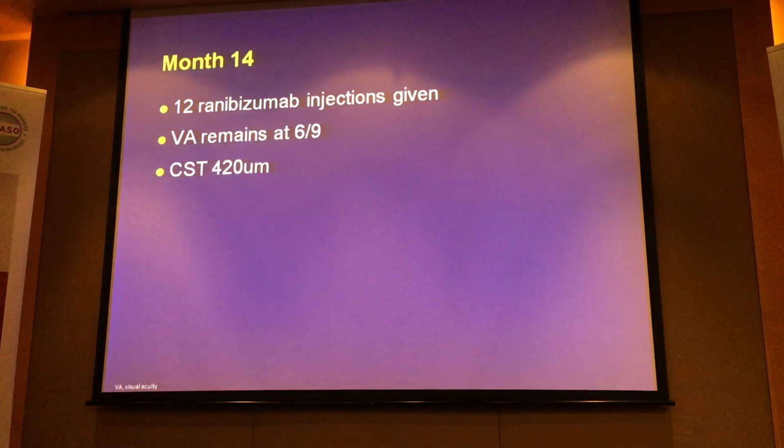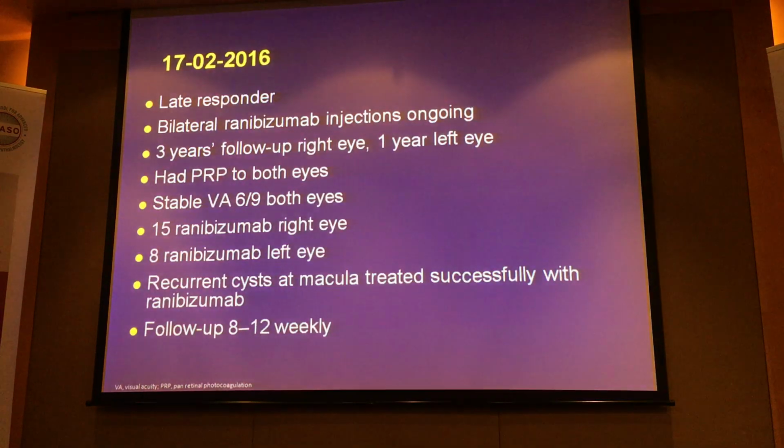And this is also not uncommon. We see this in 10 to 15% of patients. I'm sure in your own cohort you will have roughly that group. In all 12 injections, vision still good, but his central subfield thickness is still 420. Not ideal. 17th of February, bilateral injection still ongoing, 3 years on. He has had PRP, vision is stable, 15 injections in the right, 8 in the left. The left was better as you could tell. But really, this is a patient you cannot let go. You have to see him 2 to 3 monthly. Otherwise, you would have doubled the follow-up, right?